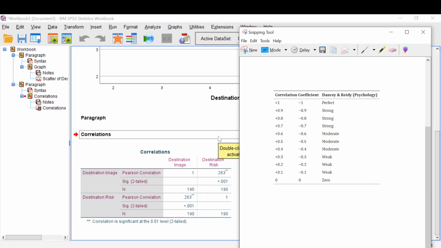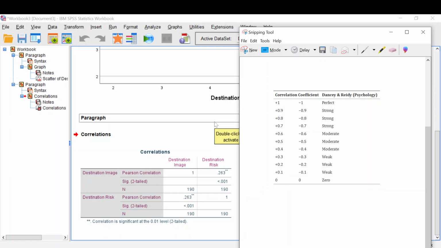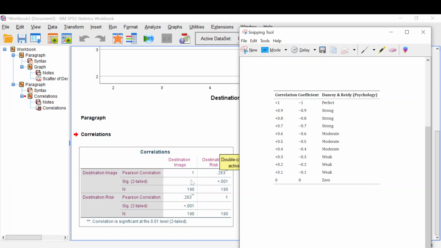Okay, so let's refer to our R values and figure out how strong the correlation between risk and image is. They have a 0.263 correlation at a less than 0.001 significance level. So the correlation is significant. The two variables are correlated. The question now is, how correlated are they? And the answer is 0.263, not very much. They're kind of around the 2 here, right? So right at this point, they are weakly correlated. The correlation is statistically significant, but the correlation itself is quite weak.